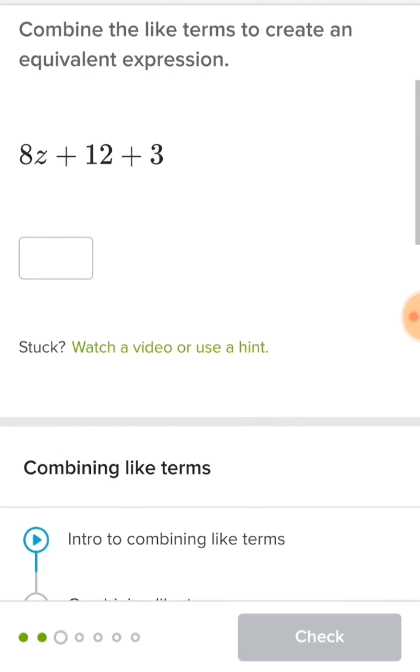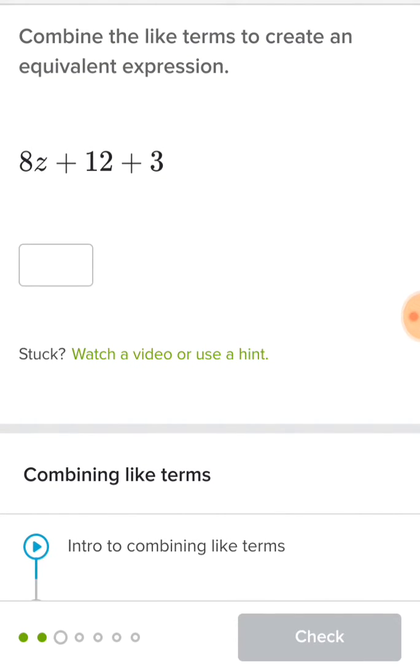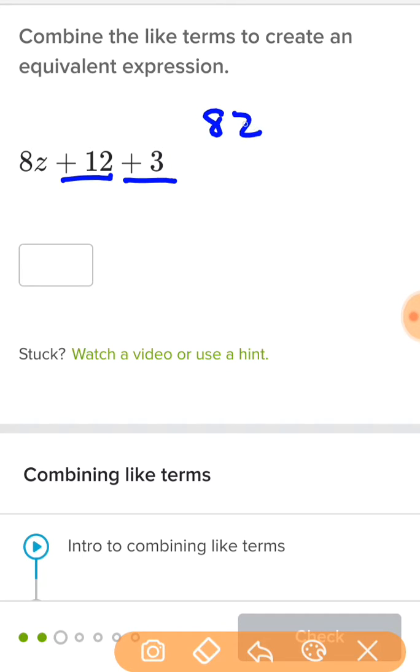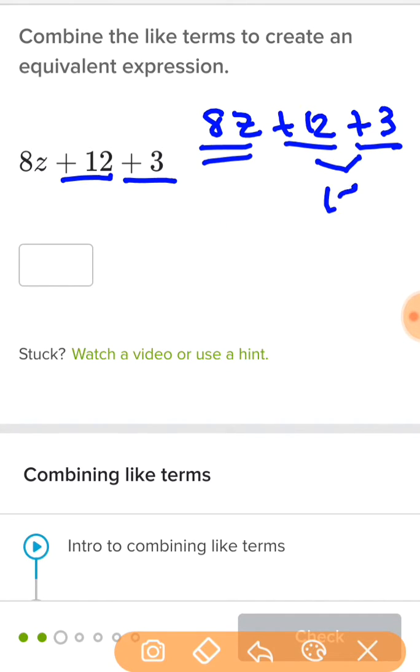So this time we have 8z plus 12 plus 3. And in this case, the like terms are the 12 and the 3. So it'll be 8z plus 12 plus 3. These are like terms, so they'll both get one underline. This is different, so it would have more or less than one underline. So when I combine the 12 and 3, since they're already next to each other, 12 plus 3 will be 15, and I bring 8z down because I didn't do any math with that. So my final result is just 8z plus 15.